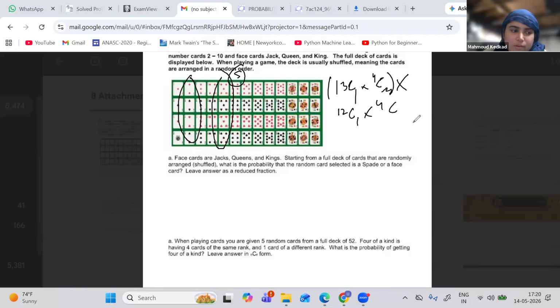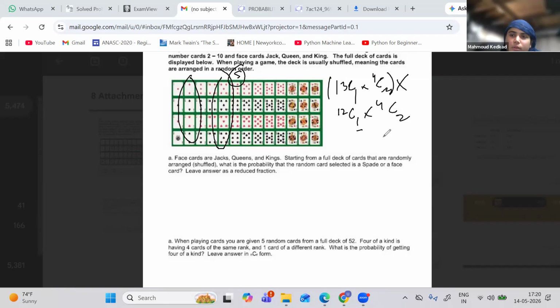The same color or rank was one or two? How many are you selecting? Two. It's two cards of the same rank, then three cards of a different rank. So you selected one, so you need two more.